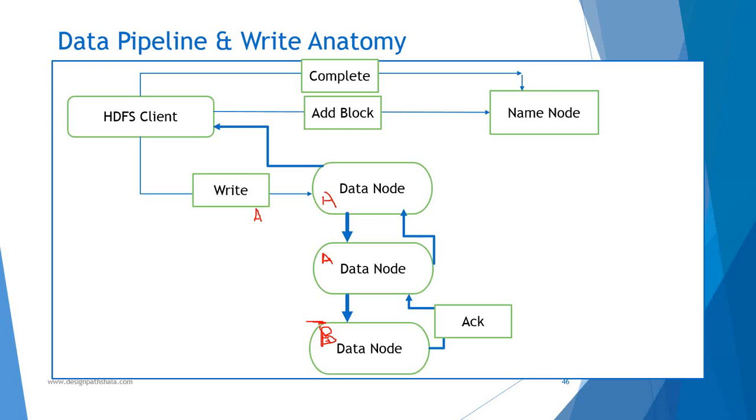In that way, the checksum verification happens on each data node, and once the third data node does the checksum and finds out the data is correct, only then will it send a perfect or completed acknowledgement signal to the second data node, and so it happens from the second to the first and from the first to the client.